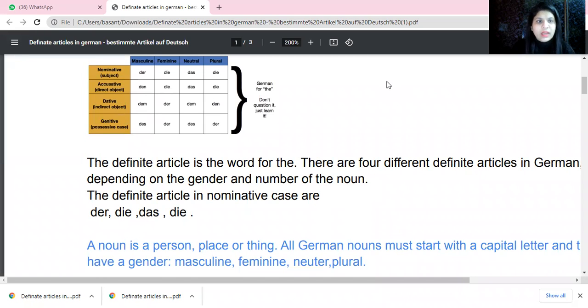So today we are doing articles in German. Okay. So guys, those who are having background noise, please mute yourself.